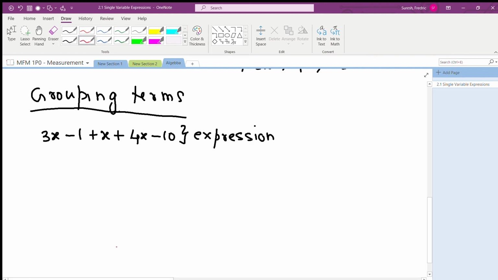There is a 3x here. There is another term that is like it, x here, and there's a third one, 4x. Shall we underline the other like terms? And because they are like terms, right?